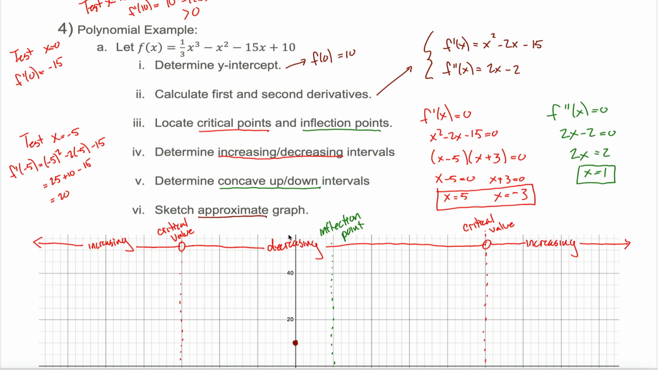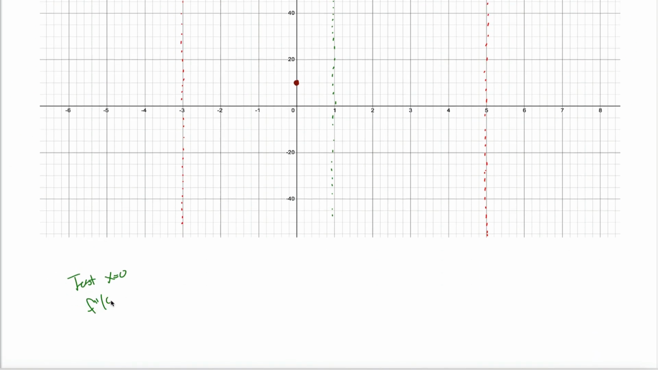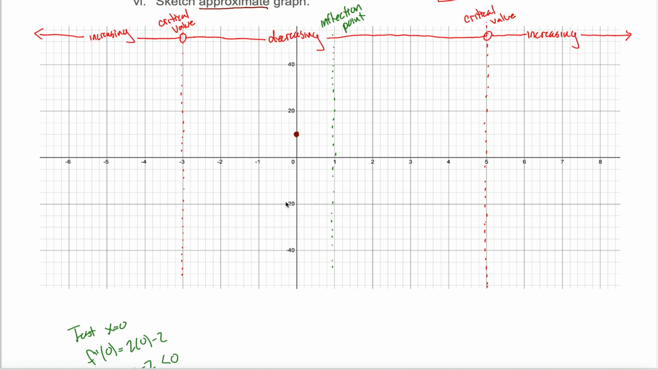The second derivative is 2x minus 2, so the second derivative evaluated at 0 would be 2 times 0 minus 2, which is equal to -2, which is less than 0. What that means is my graph is concave down at this point right here, but more importantly, that means my graph is concave down at all values that are less than 1, this inflection point, because my concavity can only switch signs at my inflection point.